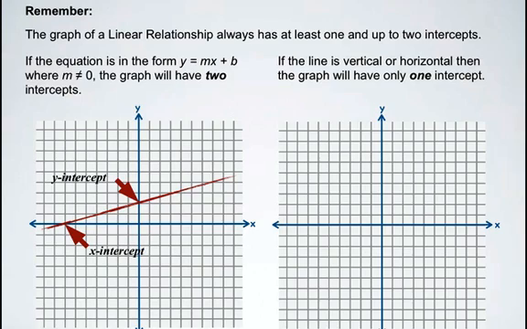If the line is vertical or horizontal, then the graph will have only one intercept. Here is a horizontal line. This only has one intercept. It's at the y-axis. It does not meet the x-axis.